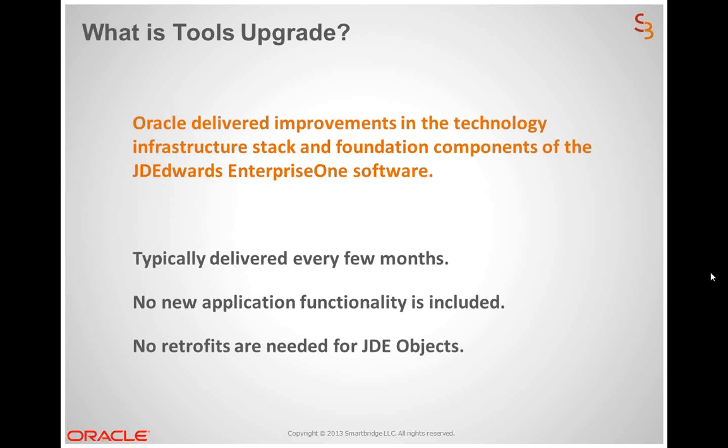So first off, what is a tools upgrade? Well, basically it's an infrastructure enhancement. We're looking at things that will improve your administration, including things that will improve your performance. And in this case, 9.1 provides quite a few UI functionality features. The good thing to know is there are no JD objects being changed that require retrofits. The other thing to know, though, is that there's no application functionality, so you only get that with an app upgrade. And typically, these are delivered every few months.